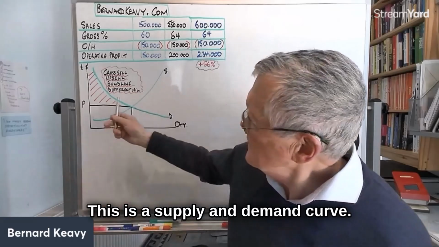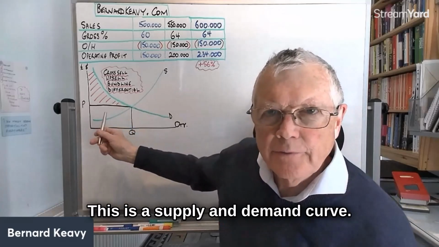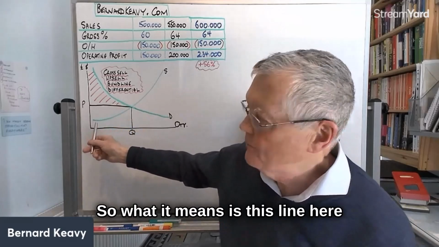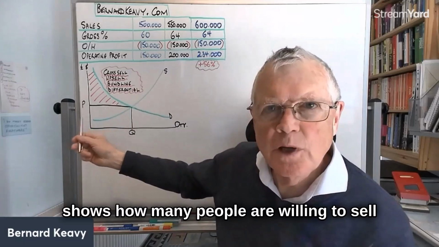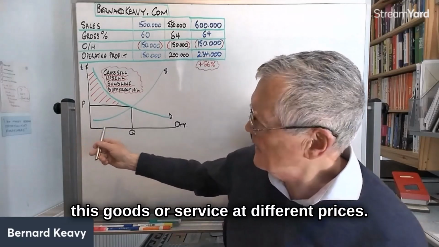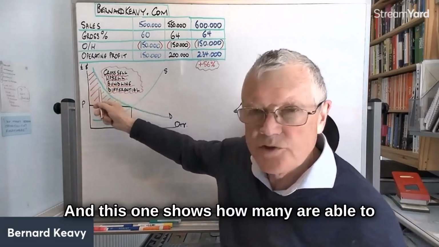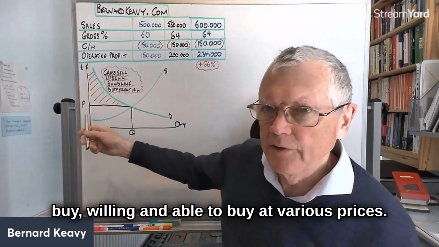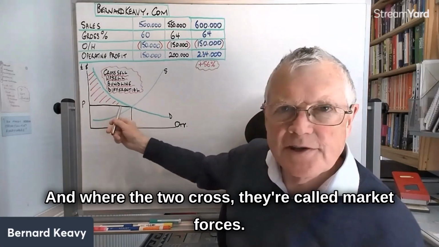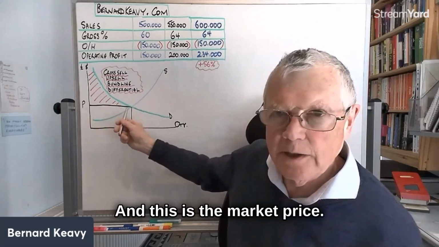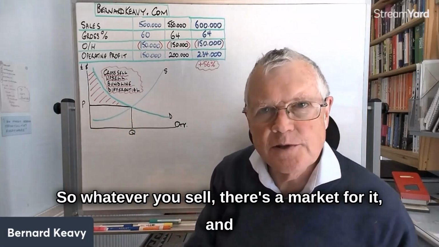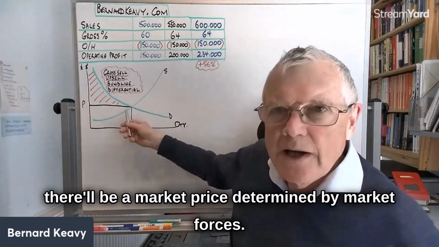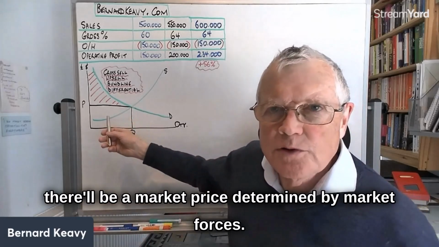Hello. This is a supply and demand curve. What it means is that this line here shows how many people are willing to sell this good or service at different prices, and this one shows how many are willing and able to buy at various prices. Where the two cross, they're called market forces, and this is the market price. Whatever you sell, there's a market for it, and there'll be a market price determined by market forces.